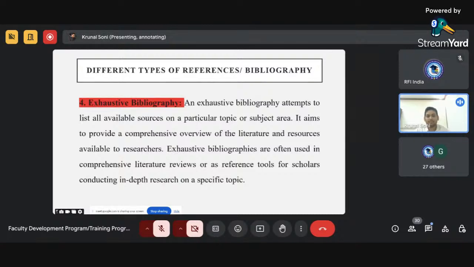Exhaustive. So it is used for comprehensive literature review or as a reference tool for scholars conducting in-depth research. So here you are trying to mention more parameters of what the particular researcher has done in his research after the bibliography. So sometimes you can have more parameters of the references.